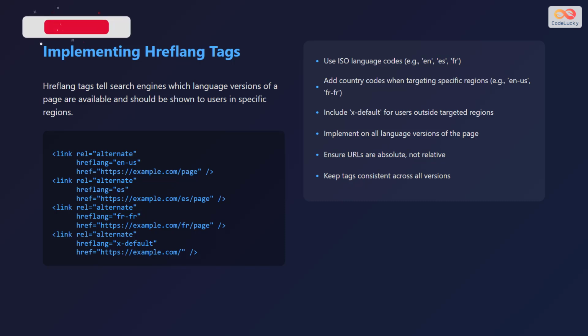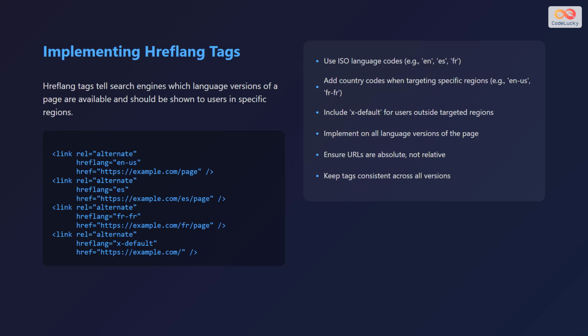The code shows how Hreflang tags are implemented in the HTML head section. You use the link rel alternate tag, along with the hreflang attribute, to specify the language and optional region. The href attribute points to the URL of the corresponding language version. It includes the x-default value for users outside the targeted region.